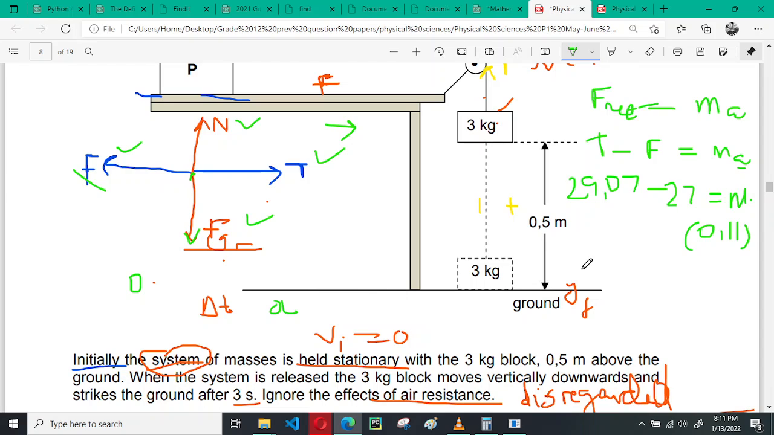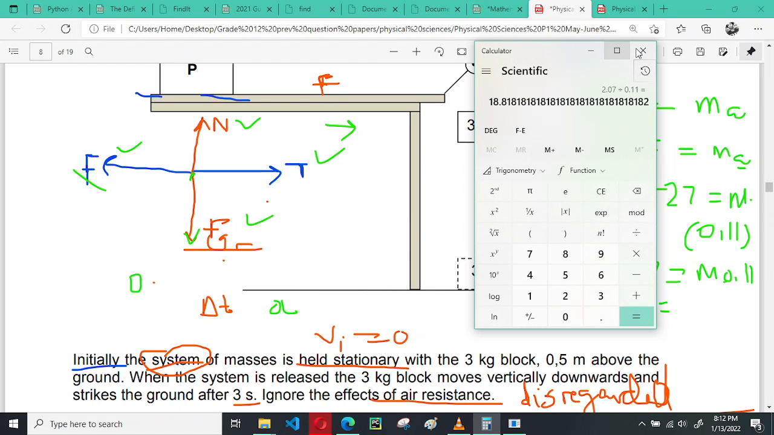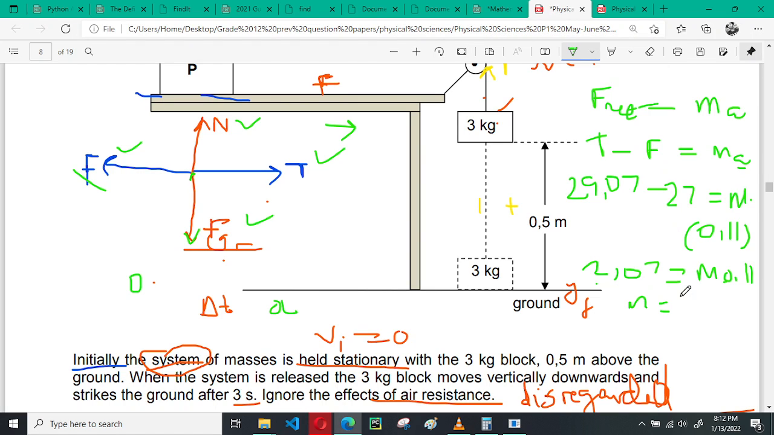So we're just going to say 2.07 divided by 0.11 equals that. You're going to have 18.81 kilograms. So the mass is 18.81 kilograms. I hope that's clear enough.